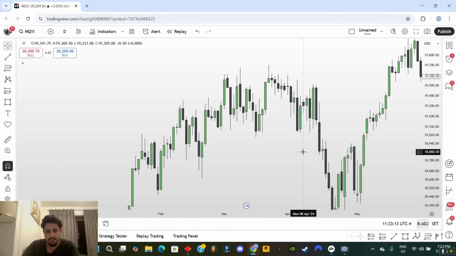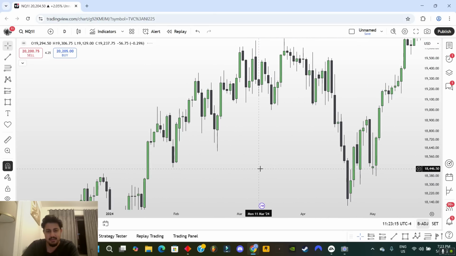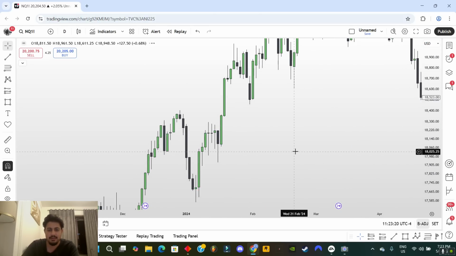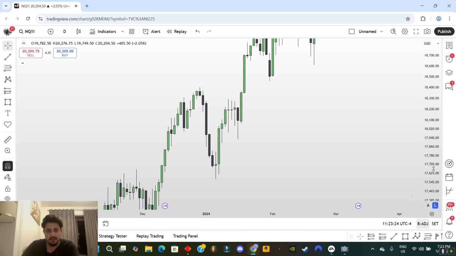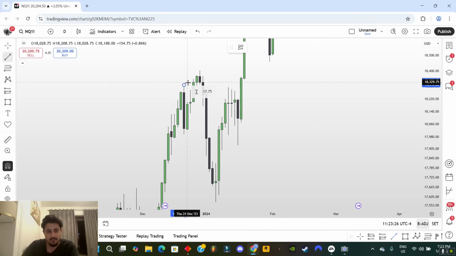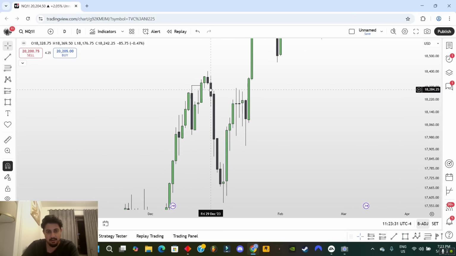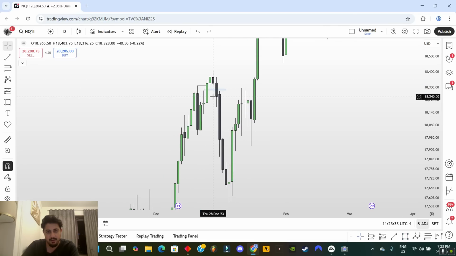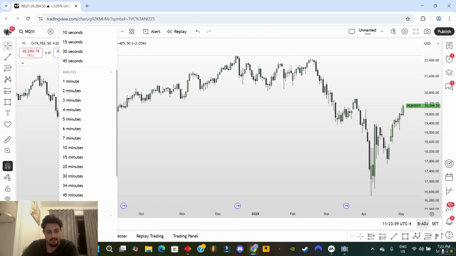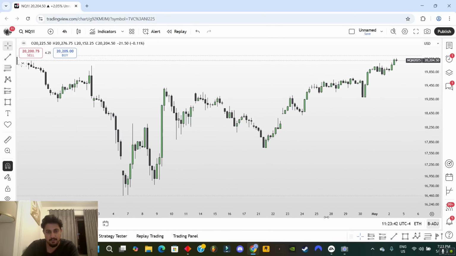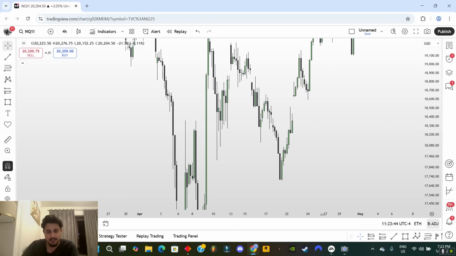You can see the power of this model, guys. This is absolutely the most mechanical, the most easy method that you can use to identify your bias, guys. You can see over here that we had swept this high, right? And then we inversed this fair value gap over here, and right there, we took out this low. Let me go to the 4-hour time frame here to give you guys some examples as well, so you can get a better idea.